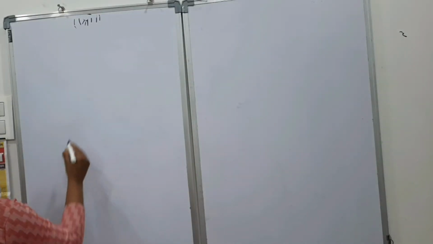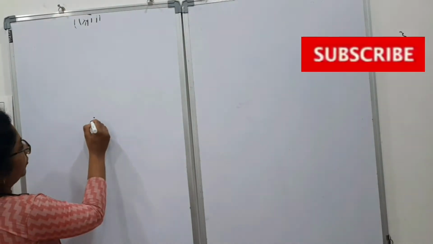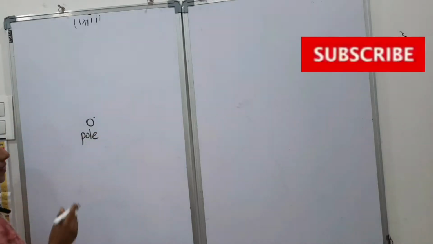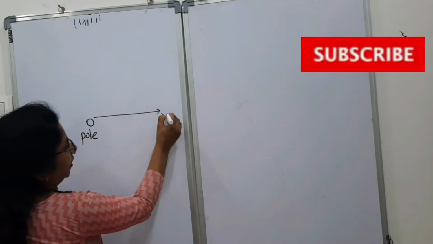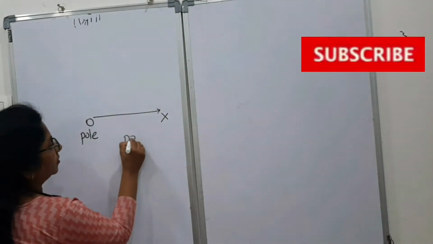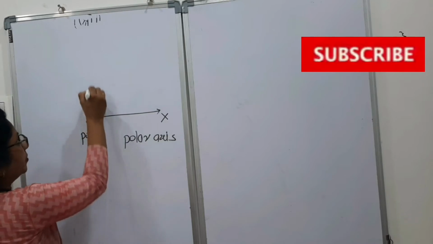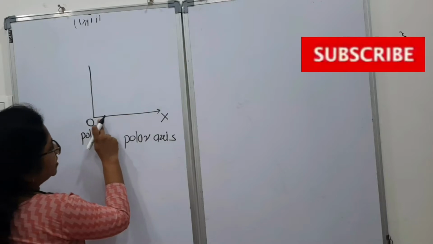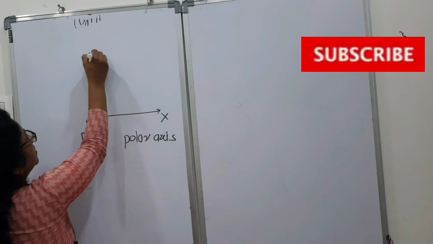For that we will take a fixed point. We will call this point O as pole. Okay, and then draw a fixed ray OX. We will call this the polar axis. Okay, then draw a perpendicular here. We will consider this OX as our x-axis and this as y-axis.